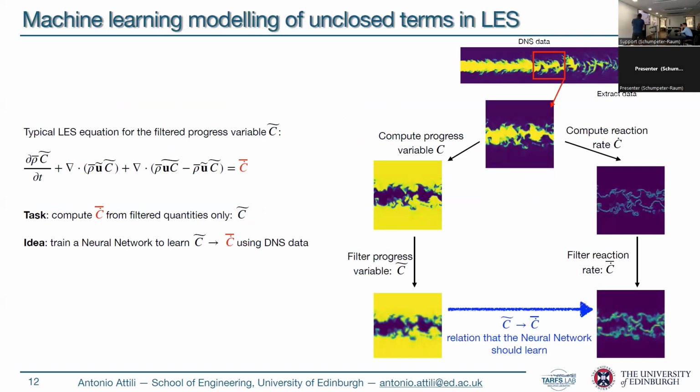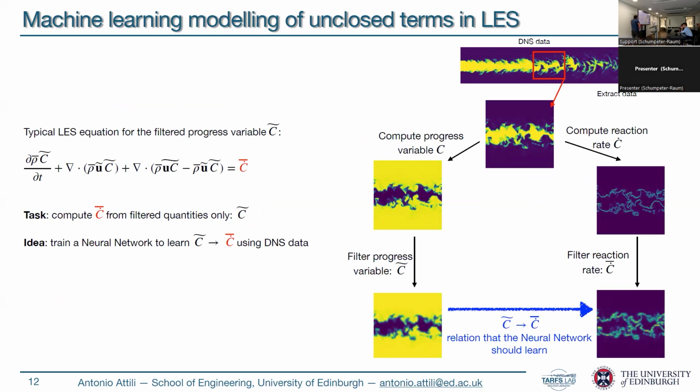Last example I want to show is a little exercise we did with machine learning. So we considered, again using the same set of DNS, a typical LES type of equation for combustion. It's a progress variable transport equation where you have to close this term, right? The reaction rate.